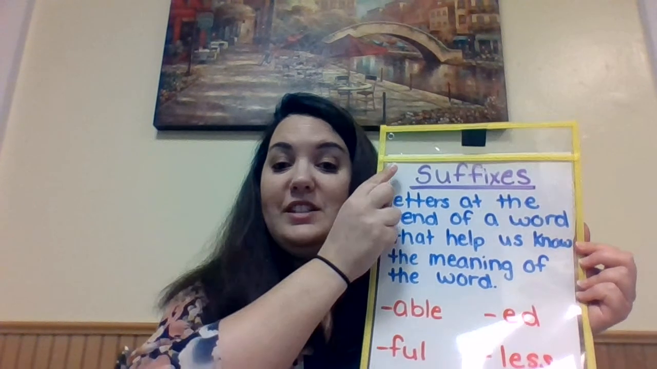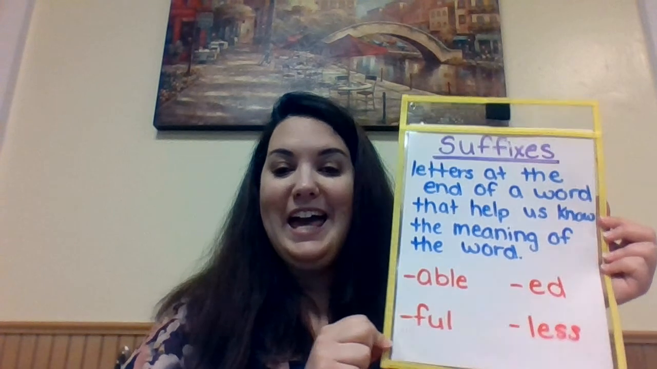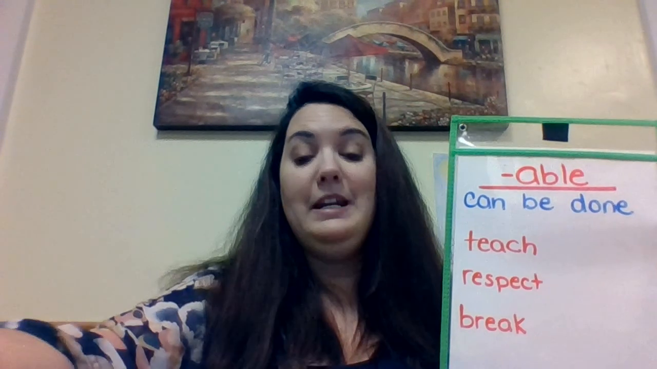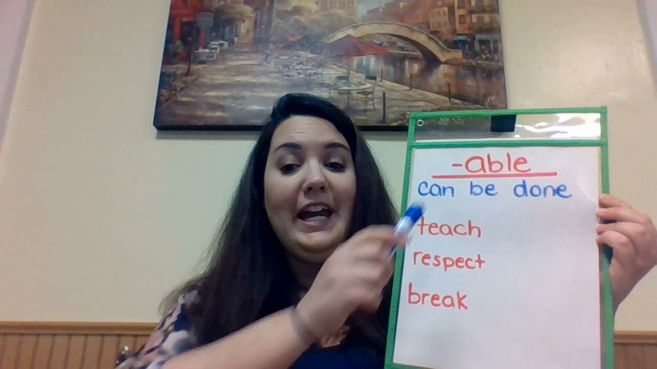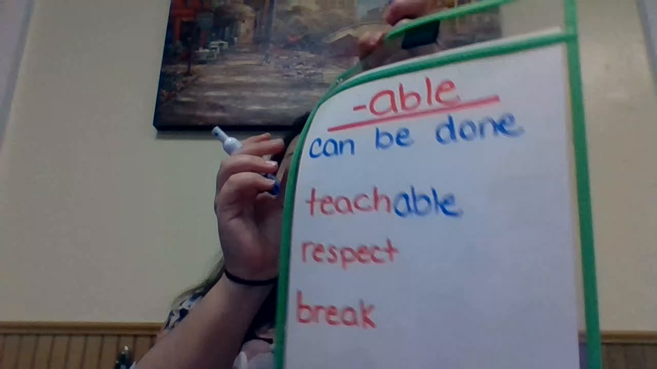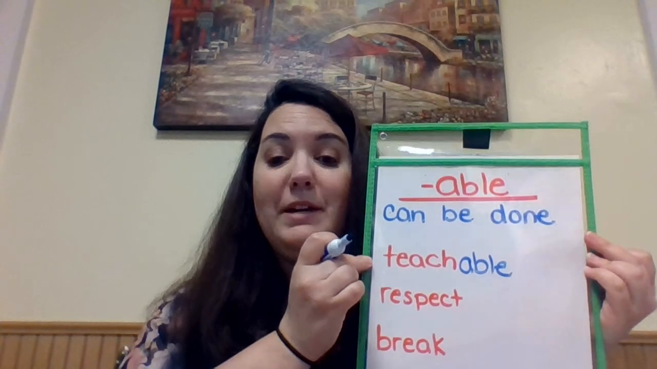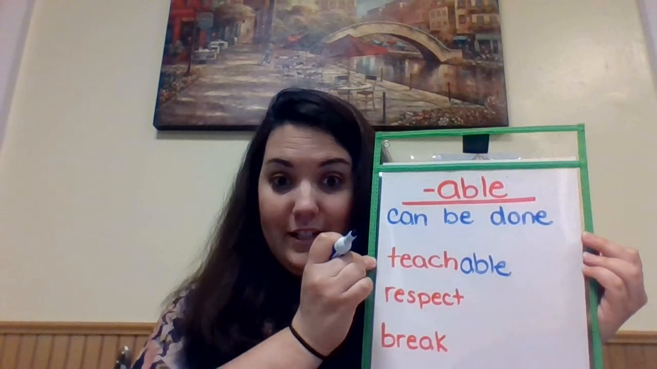So first, remember, suffixes come at the end of the word. Let's talk about able first. Able means that something can be done. So if I add able to the end of these words, so first I had teach, if I add able, that means something is teachable. That means it can be taught.